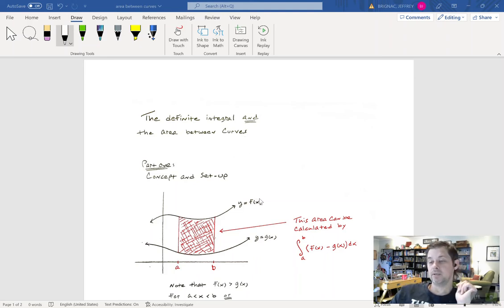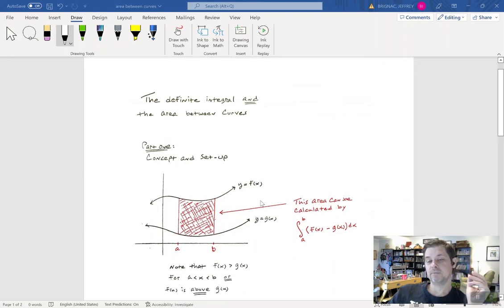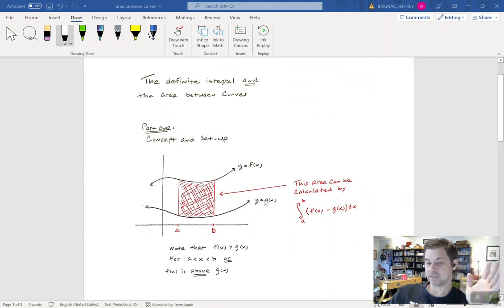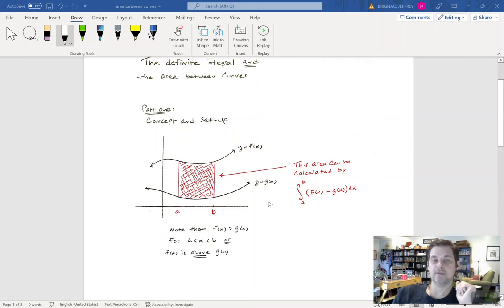The reason is because I have made earlier videos about how to find the area under a curve, and this idea of finding the area between two curves is just an extension of that. Nonetheless, I want to make a video to specifically address it. All right? Okay, so that's what I'm going to do.